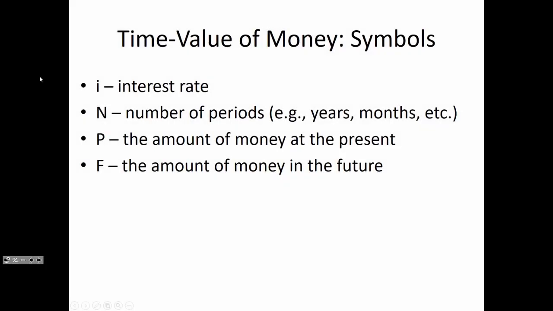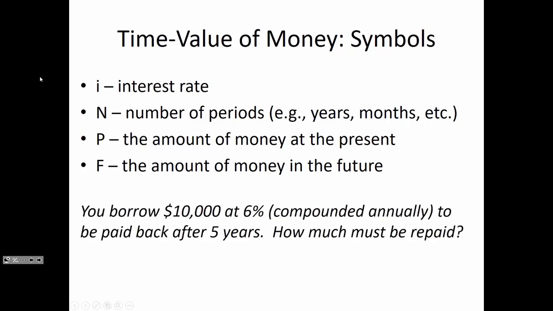One of your homework assignments asks you to identify some symbols by breaking down a problem statement. And these are the kinds of symbols that it's asking you to assign by reading into the text and breaking the problem down into its variables. And so in problems like that, say for instance we have this statement: You borrow $10,000 at 6% compounded annually to be paid back after 5 years. How much must be repaid?